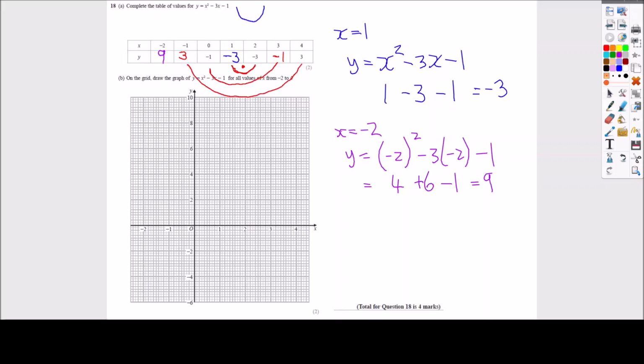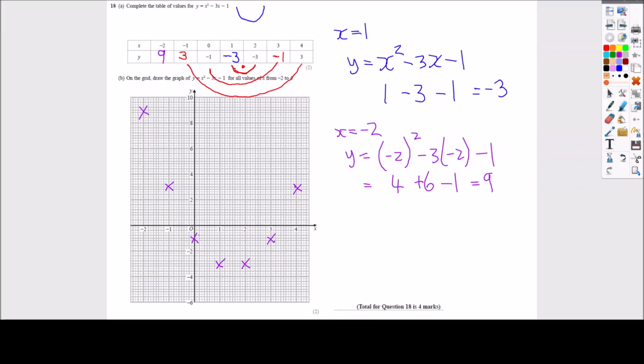So let's go and plot those values. We've got -2, 9. We've got -1, 3. We've got 0, -1. We've got 1, -3. We've got 2, -3. We've got 3, -1. And we've got 4, 3.